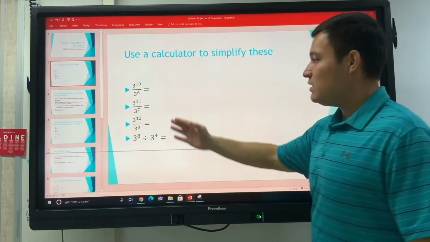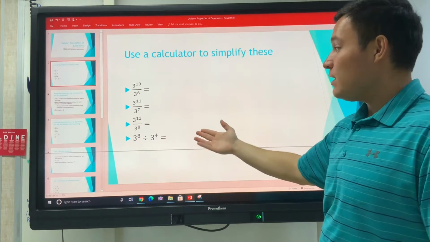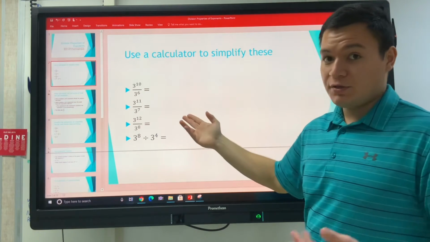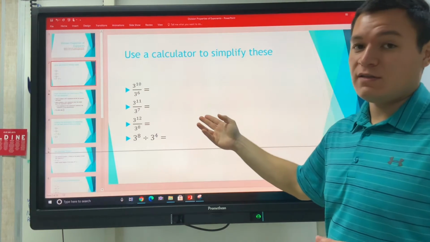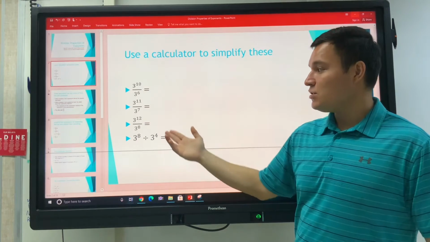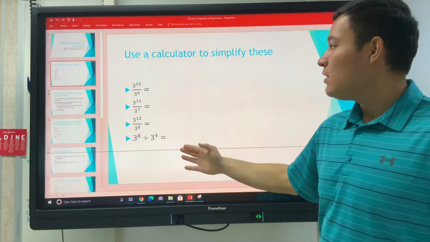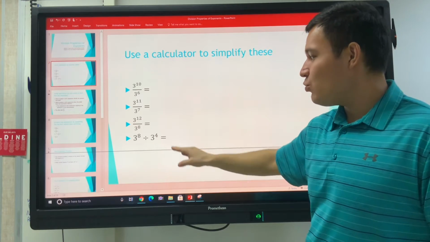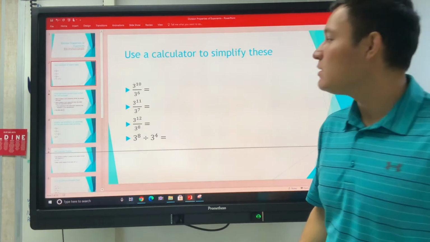So what you should see whenever you put all these in the calculator is that the answer each time, you better put it in your calculator before you listen to this part about the answer each time. The answer each time is 81. So there's something going on with these powers so that the answer is always 81.